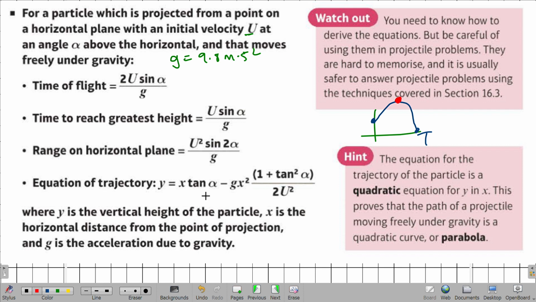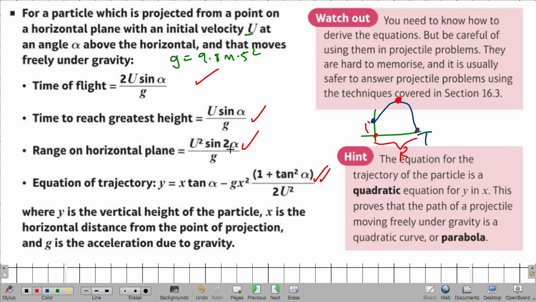And the range, which is the distance r from the point of launching to the end, is given as u squared sine 2 alpha over g. And the equation of the trajectory, which is the equation that defines the displacement, is y is equal to x tan alpha, and so on. There are various versions of these formulas, but these four formulas are very, very crucial. So I'm going to do two examples to prove how these formulas have been generated.